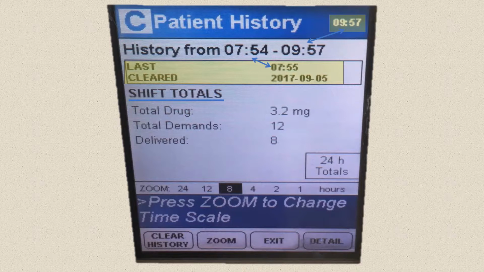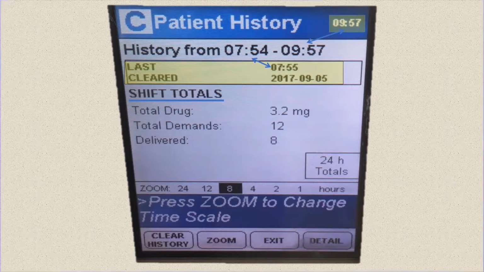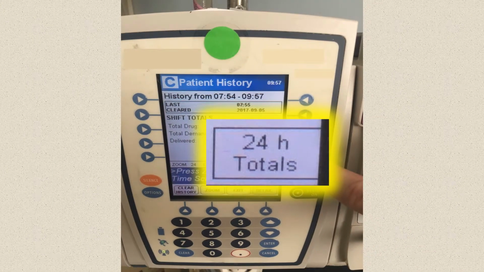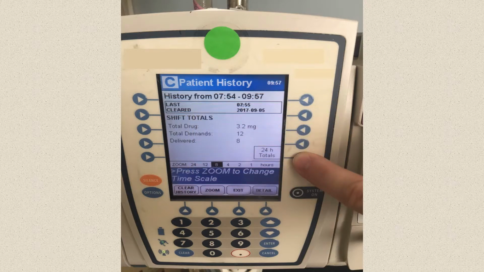The reason cleared is a misnomer is because the data prior to the clear isn't actually lost. The only way to get rid of the data from the pump is to shut it down and then restart it and select new patient. This appropriately wipes the data from the prior patient. To get all the data before the last clear, you need to get into the 24-hour totals mode by pushing the button next to 24H totals here.